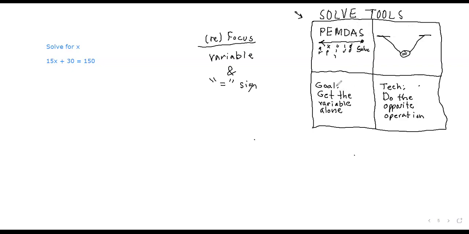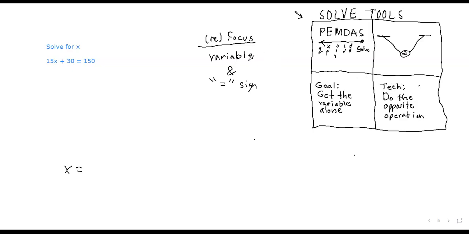Then we have to talk about our goal down here in the bottom part. Our goal is to get the variable alone. That means no numbers on it anywhere, and we want it alone on one side of the equal sign and everything else on the other. For example, in this question, the variable given is x. We want to end up with x by itself and then everything else on the other side of the equal sign. And we have to have a technique to reach that goal. The technique is very simple. We're going to do the opposite operation. Whatever math operation we see happening to our variable, we're going to do the opposite.